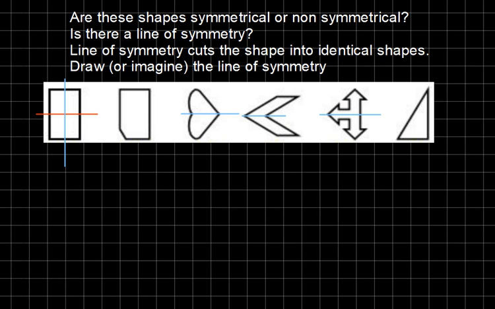This three-arrow shape also, if you draw a line in the middle, the top part is going to be a mirror image of the bottom part. This triangle here, I don't see a line of symmetry. I don't see any line that I can draw here that would make one side a reflection of the other.